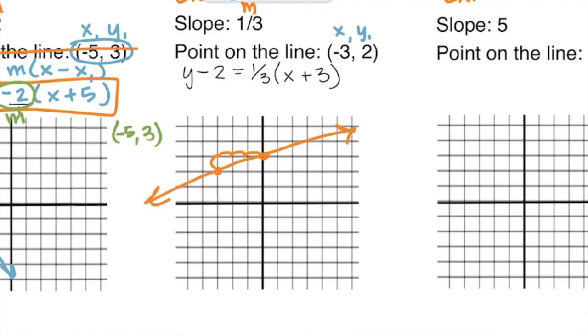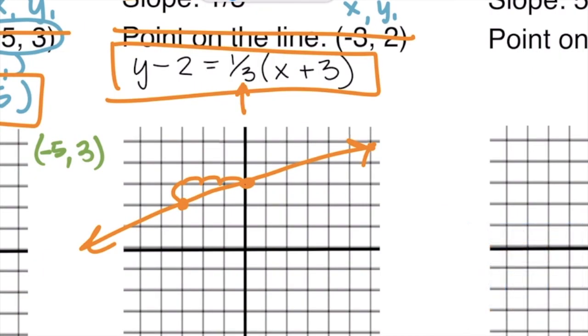And connect our dots with a line. Again, if you weren't given any of that information, you could see that the slope is still a coefficient, and your point is, this is our x, it's always the opposite sign of that. So -3, and it's always the opposite sign of this, so 2.